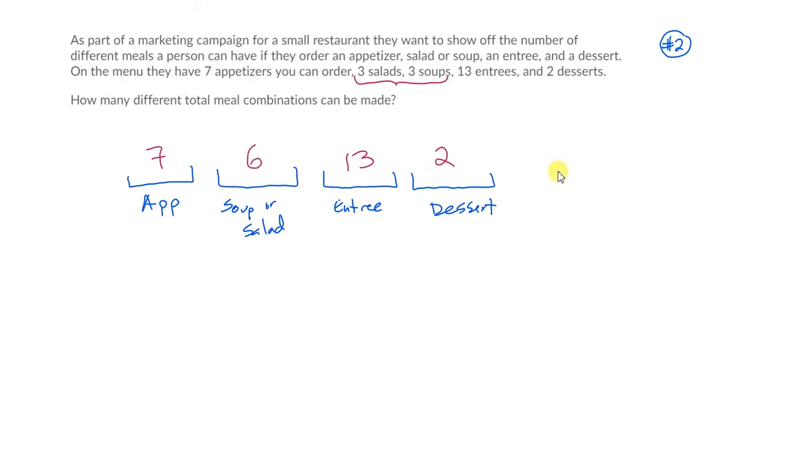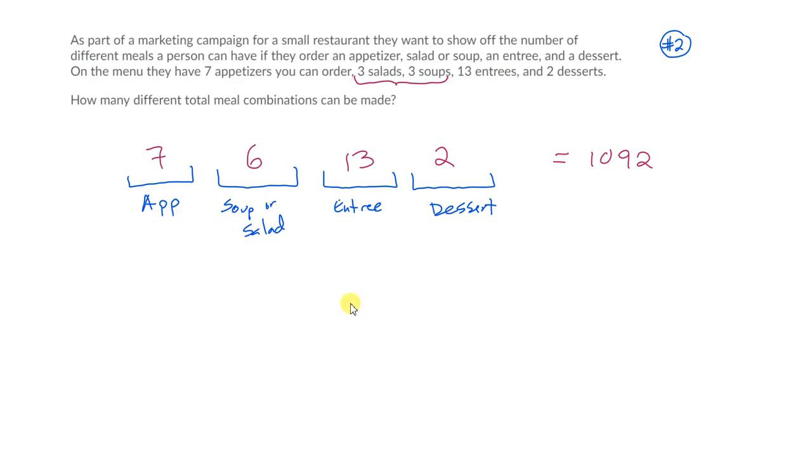And the answer is we just multiply. Okay, and that's your answer. We already have the answer on the screen, right? We just multiply these out and we get some ginormous number. Okay, let me see what I get here. I'll grab my calculator. I'm getting 7 times 6 times 13 times 2, 1,092 ways to choose a meal for this particular restaurant.